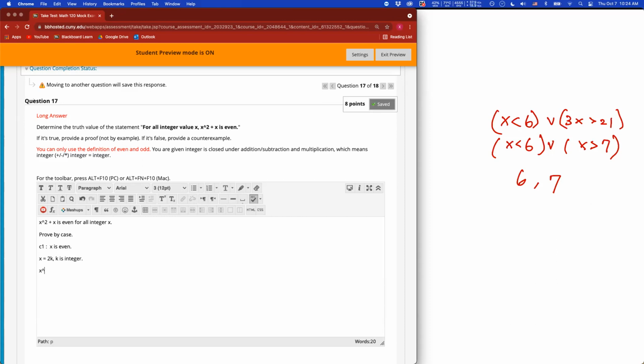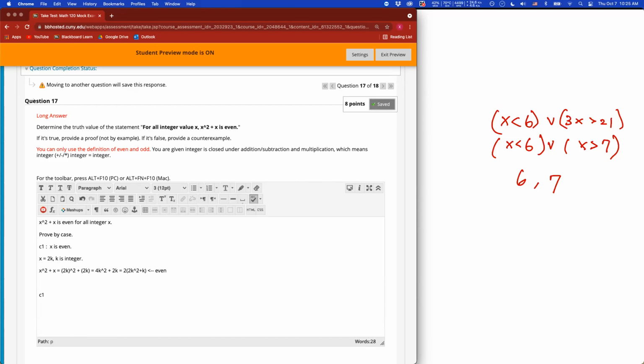Then x squared plus x will equal 2k squared plus 2k. Then you will get 4k squared plus 2k, which you can write as 2 times (2k squared plus k), which is even.